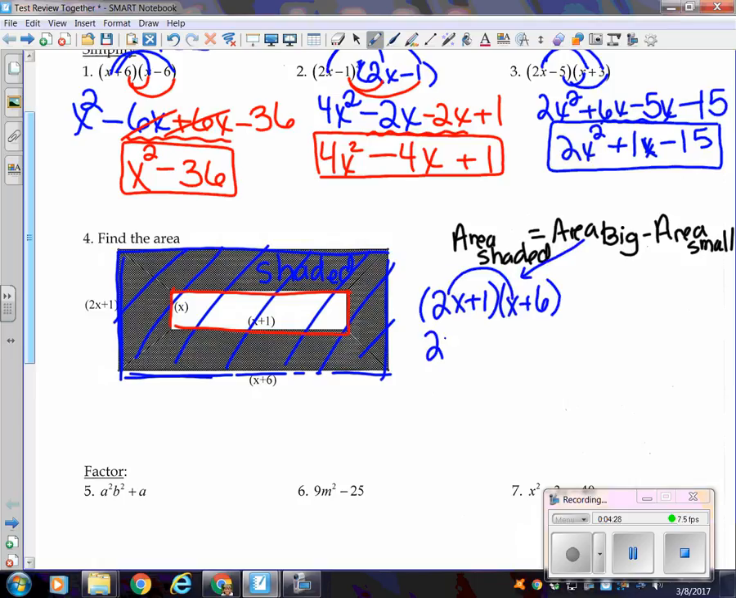2x times x is 2x squared. 2x and 6 is +12x. 1 times x is 1x. And 1 times 6 is 6.